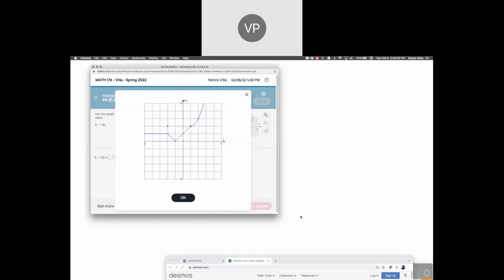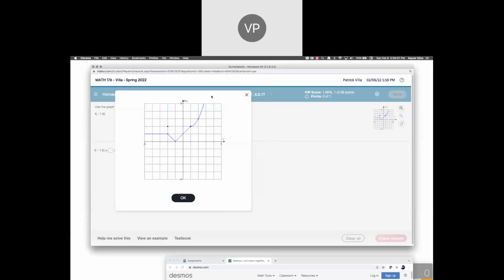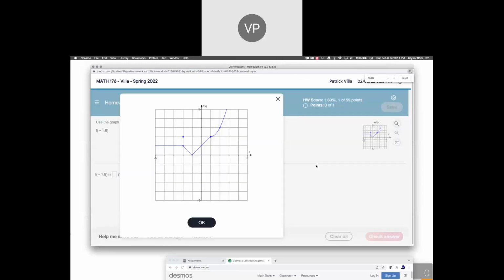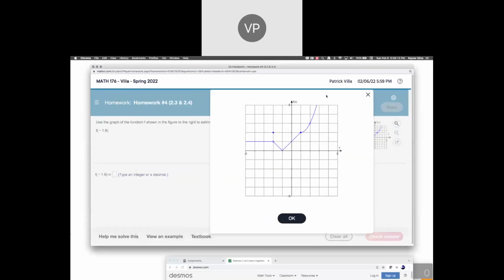So let's look at our picture here. Let's see what we get. If you have to, you can always zoom in a little bit more. What's f of negative 1.9? Well, make sure you know the scale of our picture here. Here's negative 1.